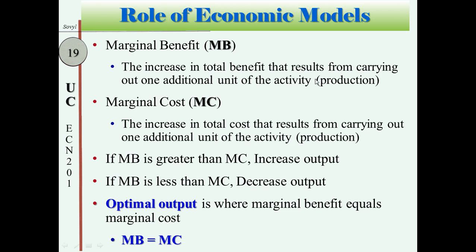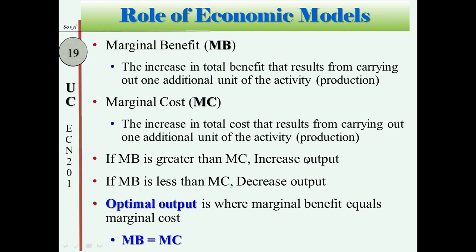Okay, so this is production. When you produce more, you get more money. That's why there is marginal benefit. When you produce more, you pay more cost. That's marginal cost. If marginal benefit is greater than marginal cost, increased output is better. Let's say 101, 102. Okay, from 101 to 102.